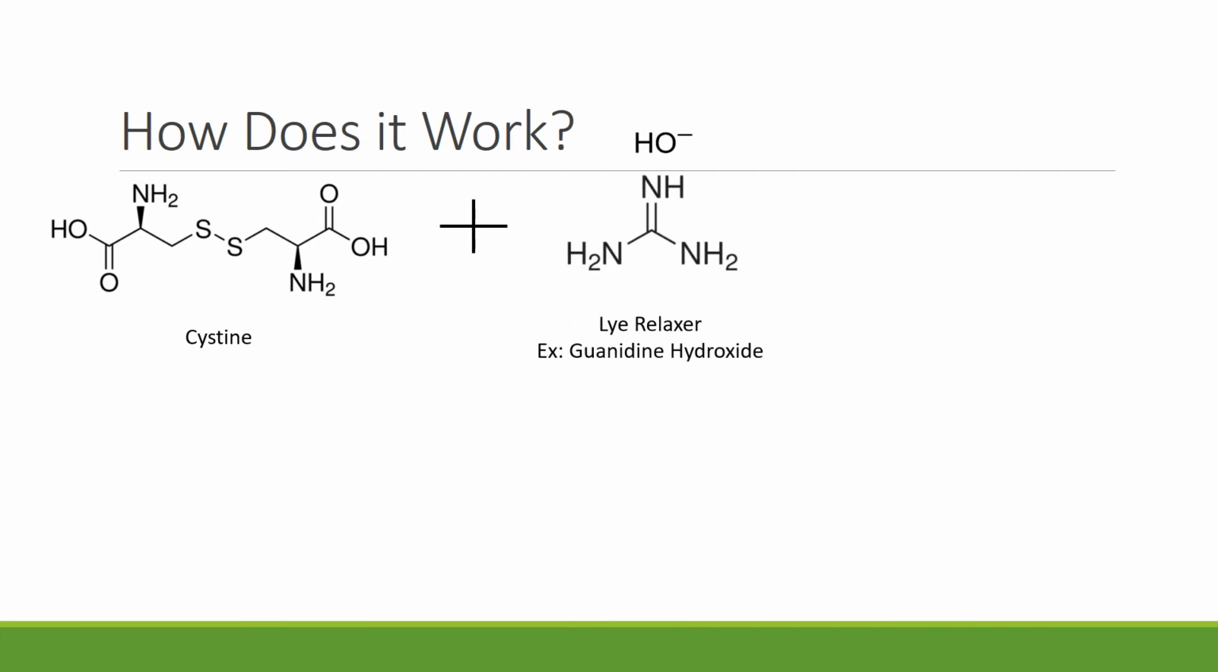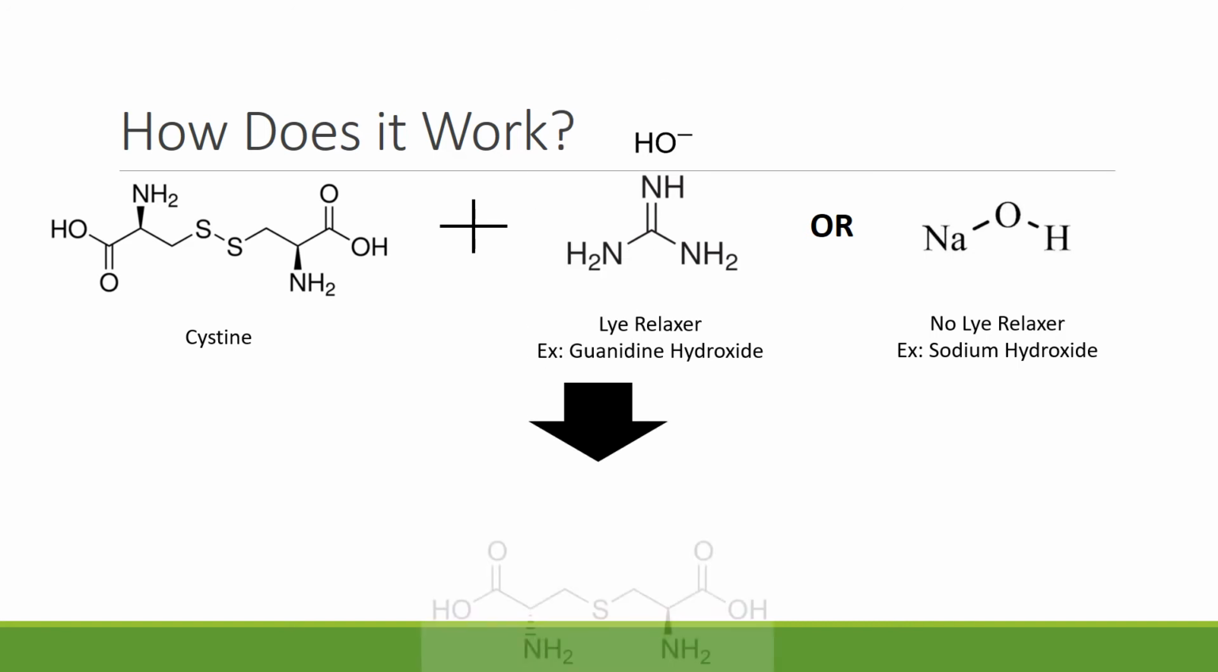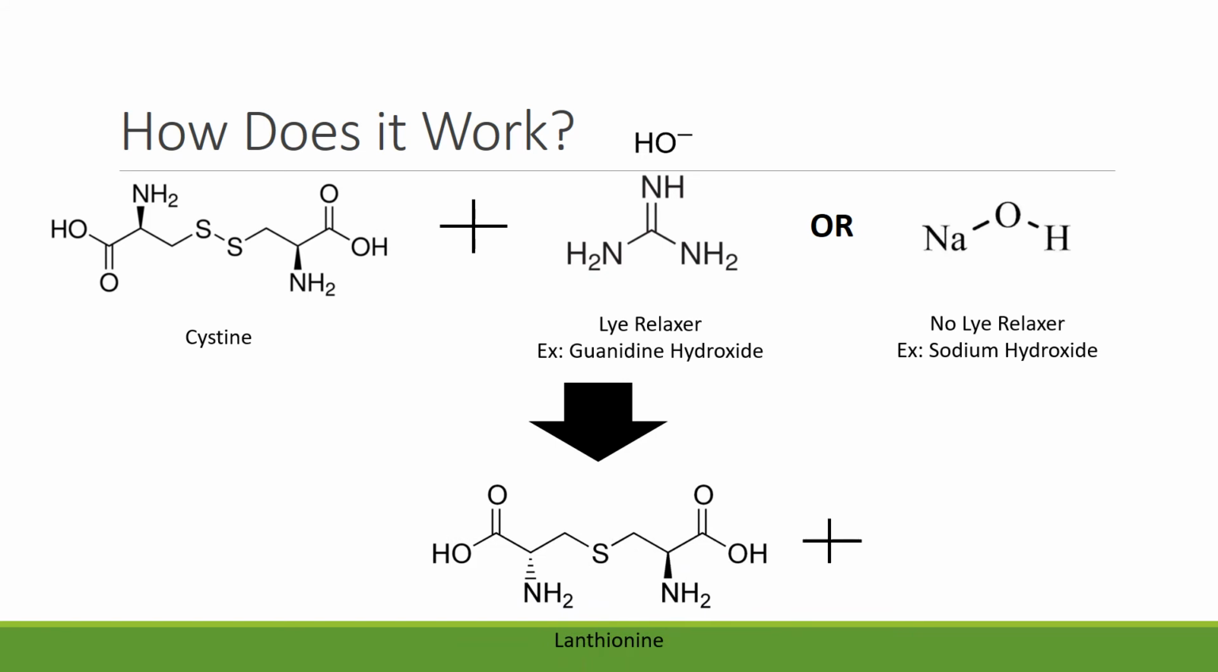Lye relaxers are stronger bases, having a pH ranging from 10 to 14. They provide longer-lasting and more dramatic effects. No-lye relaxers are not as strong and therefore do not have as dramatic of an effect. A relaxer breaks down the cysteine bond by removing a sulfur atom. The addition of relaxer to the hair generates a new, more flexible bond called a lanthionine bond.